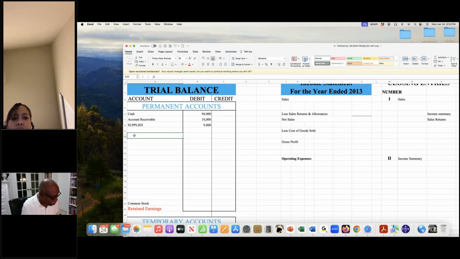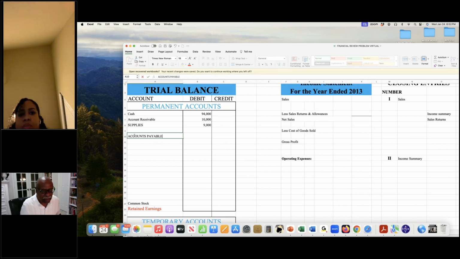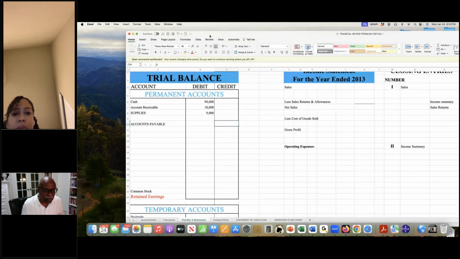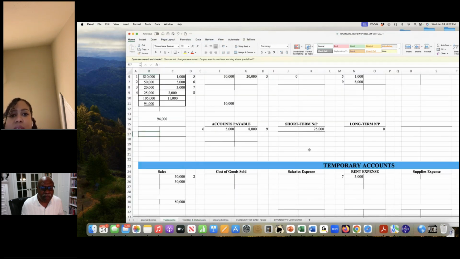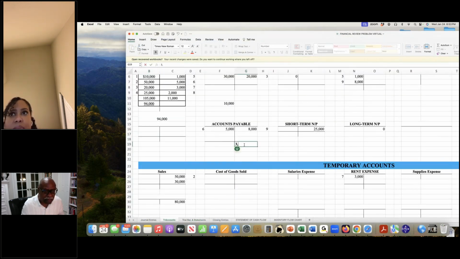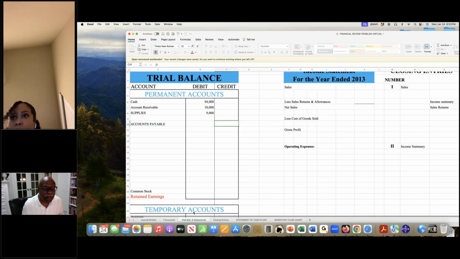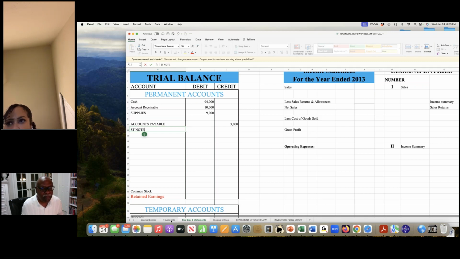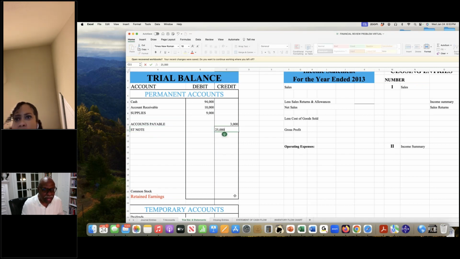So let's go to the liabilities, accounts payable. How much do we have in accounts payable? It looks like it might be 3,000. We have a short-term note. How much is in the short-term note? 25,000. Then we have common stock. How much is in common stock? 10,000.